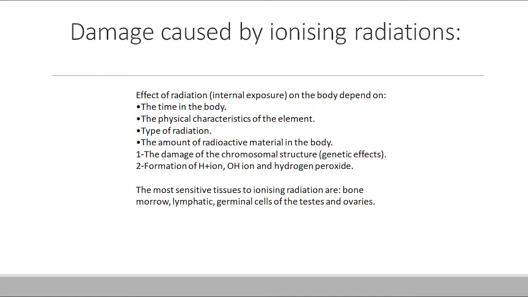Effect of radiation, internal exposure on the body, depends on the time in the body, the physical characteristics of the element, type of radiation, and the amount of radioactive material in the body. The damage of the chromosomal structure, genetic effects, and formation of hydrogen peroxide. The most sensitive tissues to ionizing radiation are bone marrow, lymphatic, germinal cells of the testes and ovaries.